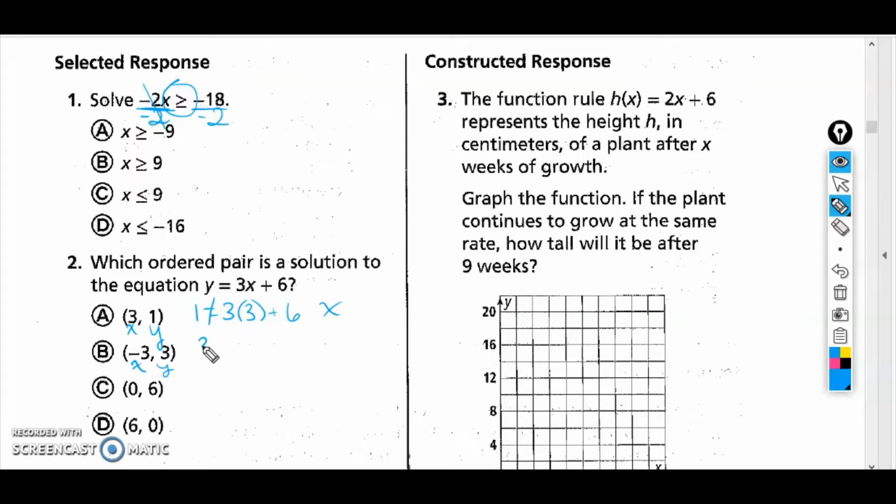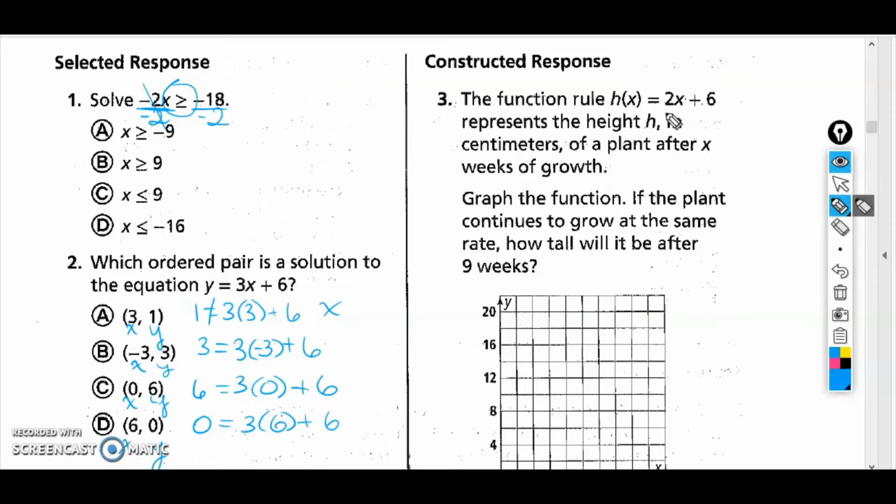So this is x, this is y, so I'm plugging it into here. So 3, which is the y value, equals 3 times whatever x is, which is negative 3, plus 6. And you can check each one until you get it right. So that's x and then y. So y equals, so 6 equals 3 times 0 plus 6. And on this one, it is 0 equals 3 times 6 plus 6. So you have to figure out which one of these works, and that would be your solution.